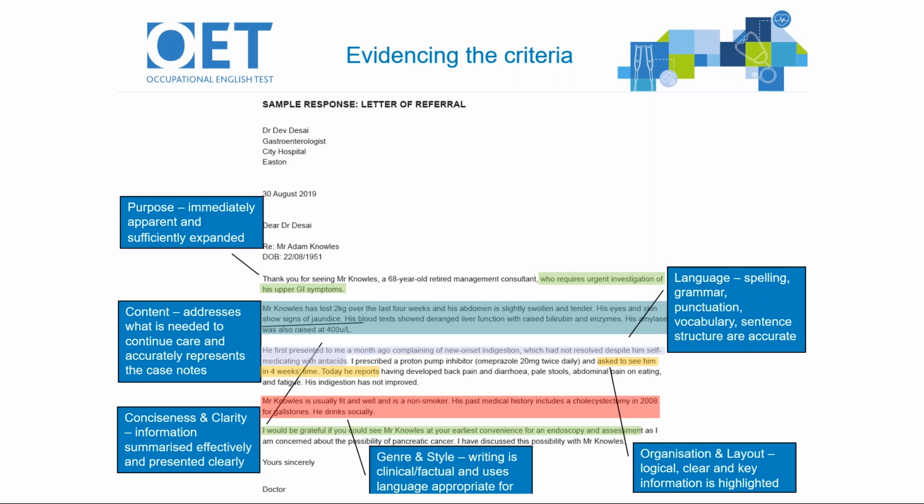And as would be expected from a sample answer provided by OET, the language features in this sample answer are all completely accurate. Additionally, language has been used flexibly, as we've seen, through the variety of sentence type and tenses, which have been used to clearly communicate the information to the reader.